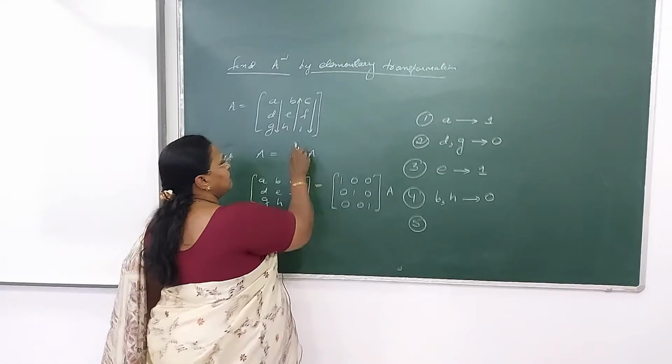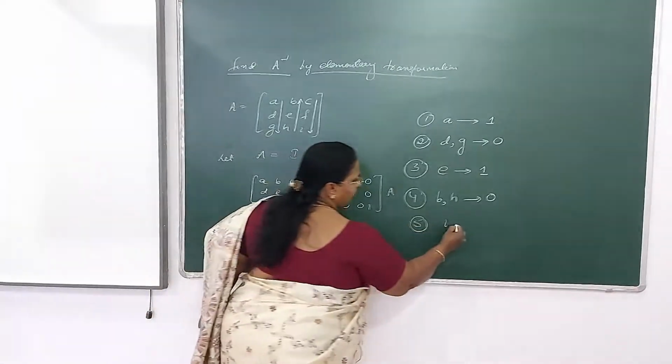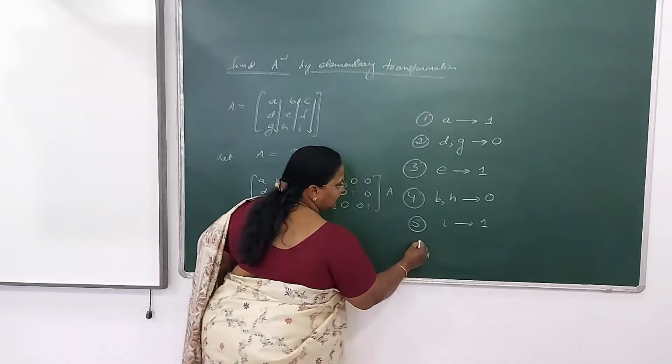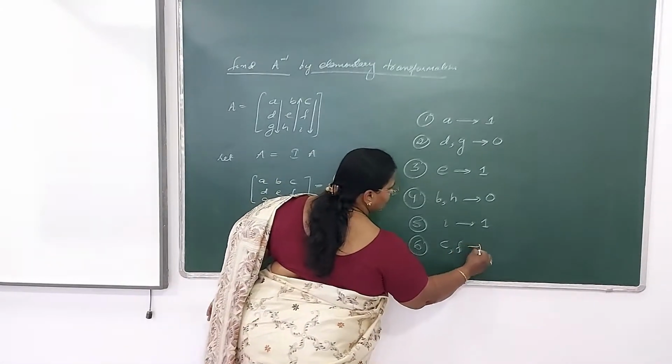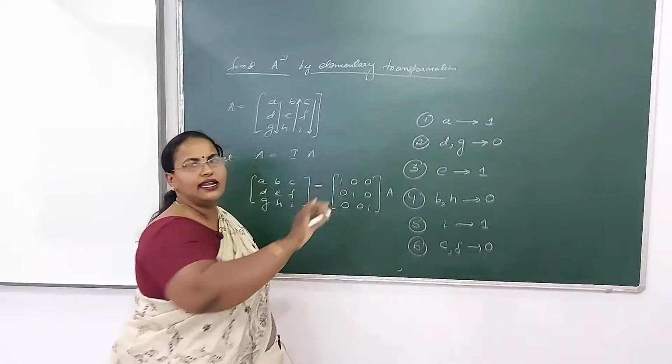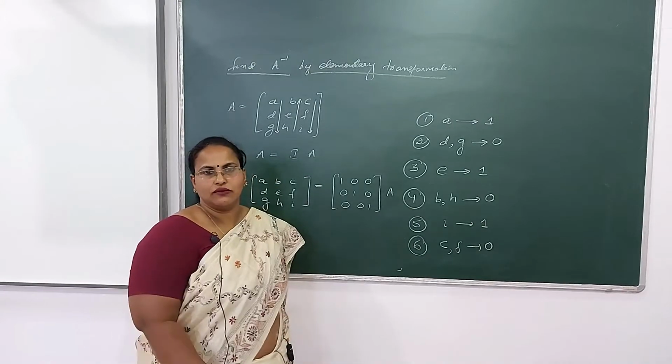So which is the diagonal element? I, the last one, the A33 position. You will try to get it as 1, and the last and final step will be to convert C and F to 0. So this is the entire procedure, the loop, the way you will be moving.